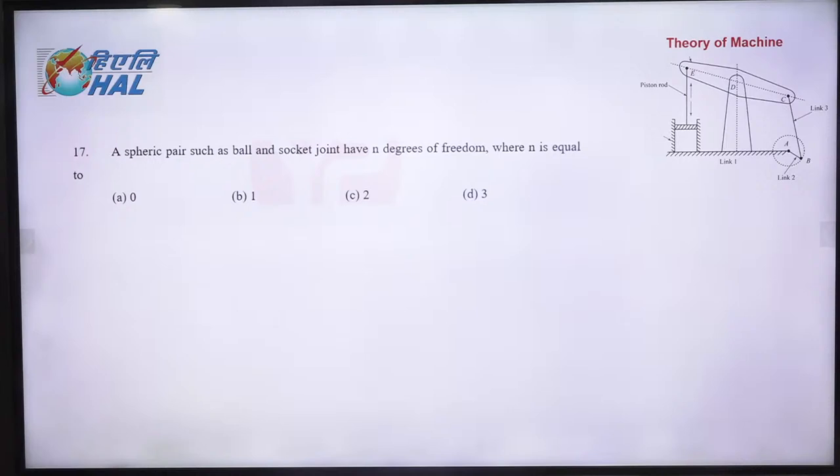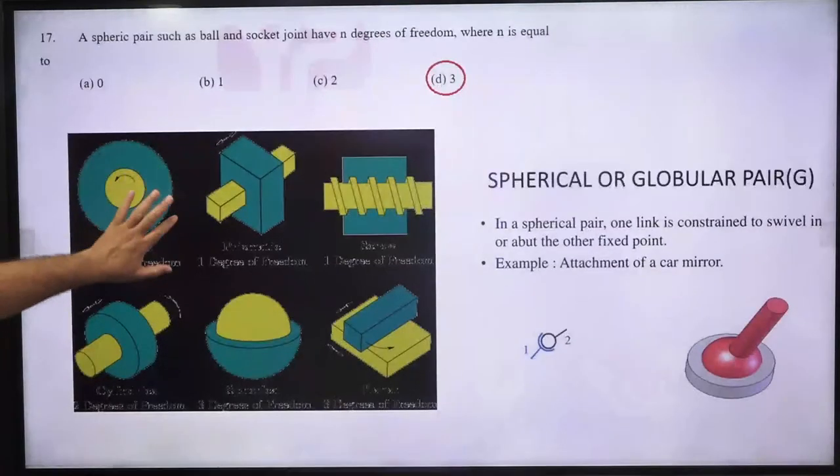How many degrees of freedom are there in a spherical pair such as a ball and socket joint? Kitna degree of freedom hai ball and socket joint mein?